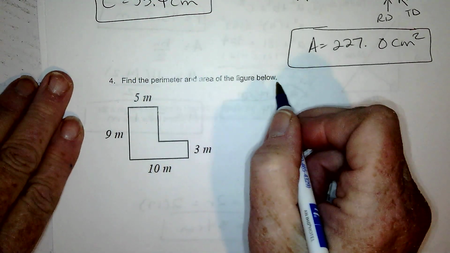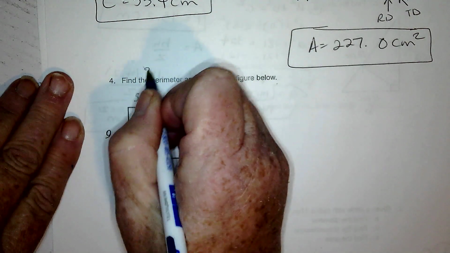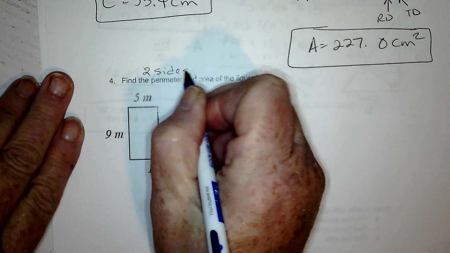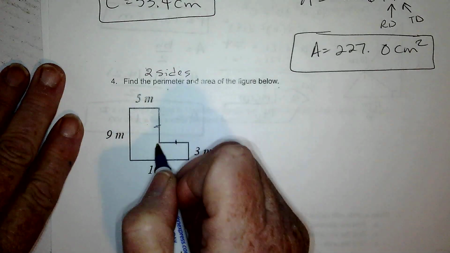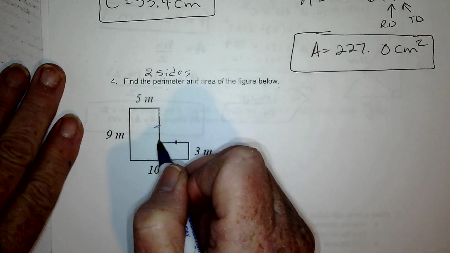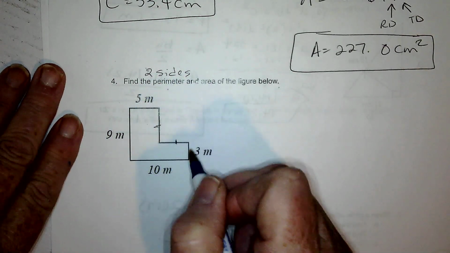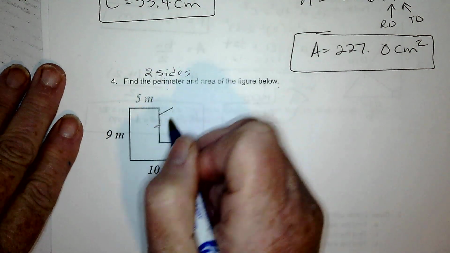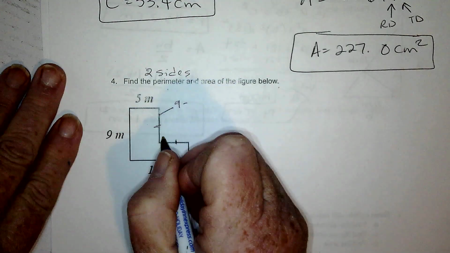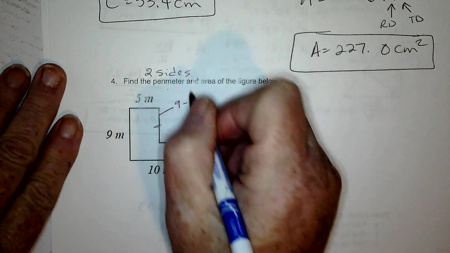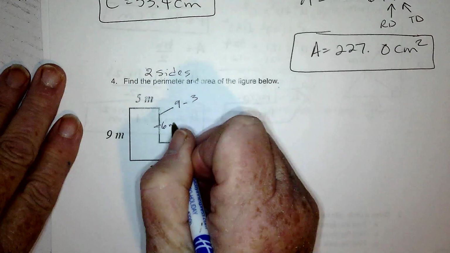Find the perimeter and area of the figure below. You're also going to have to find the two missing sides, the perimeter and the area. And I asked you that on the exam. So we need to find this side and this side. Remember, if it's a vertical side that's missing, we can only use vertical lines to find it. So for this side, if it went all the way down to the bottom, it would be 9, but it doesn't. It's missing this part here, which is 3. So this one's 6 meters.